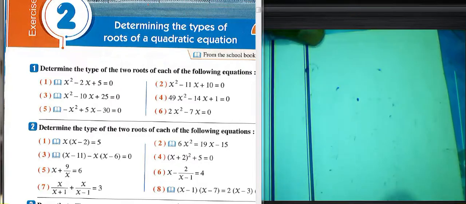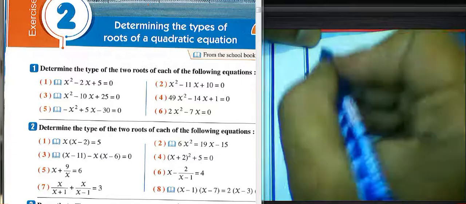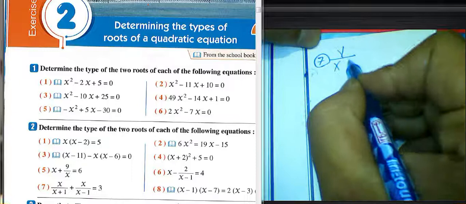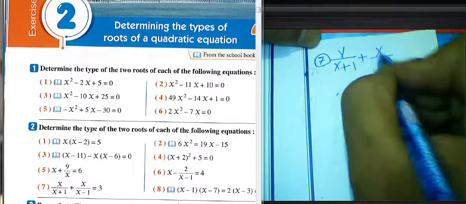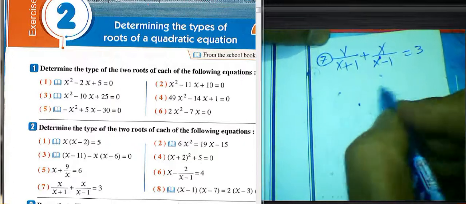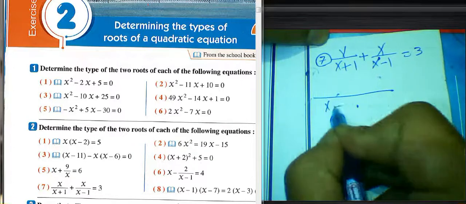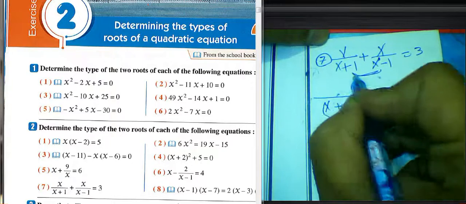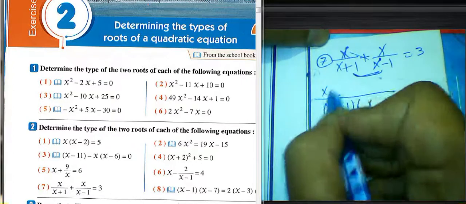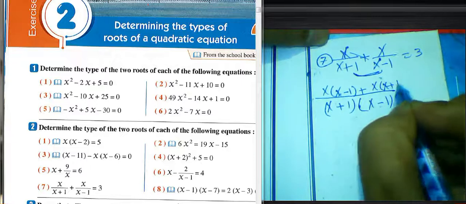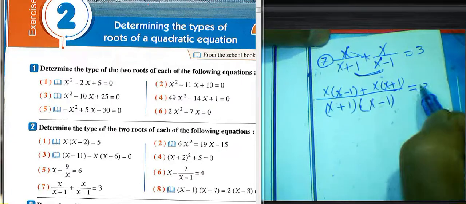Question number 7. x over x plus 1 plus x over x negative 1 equals 3. We can write it in this form. We multiply denominator by denominator: x multiply by x negative 1 plus x multiply by x plus 1. The result will be 3.